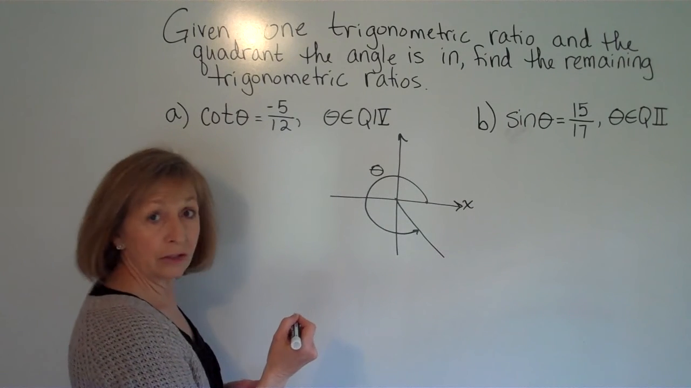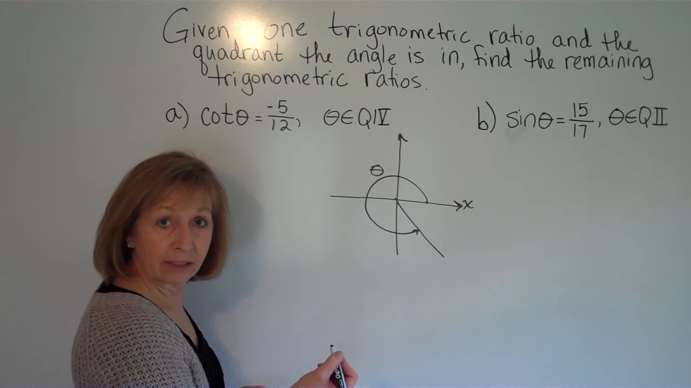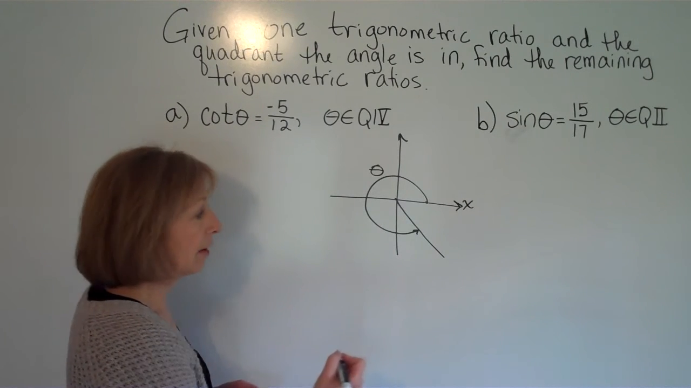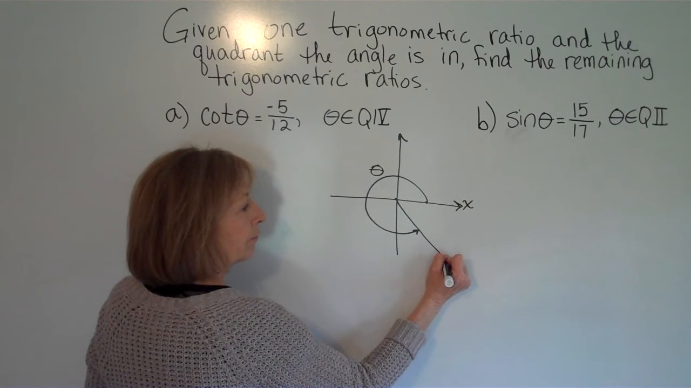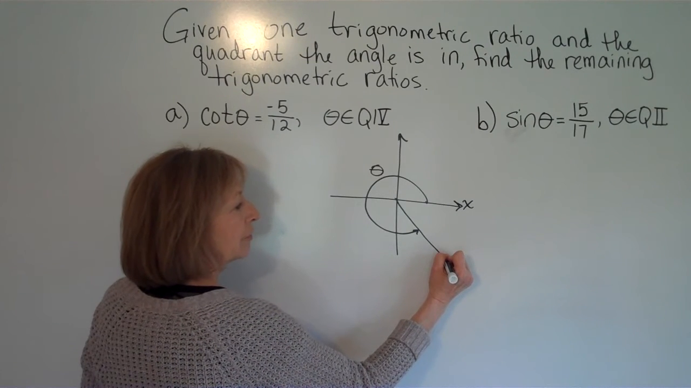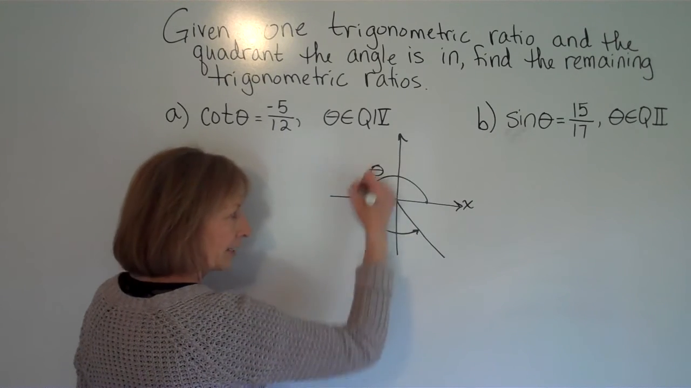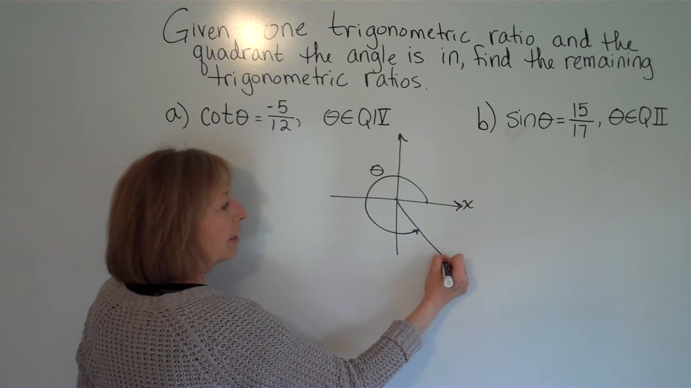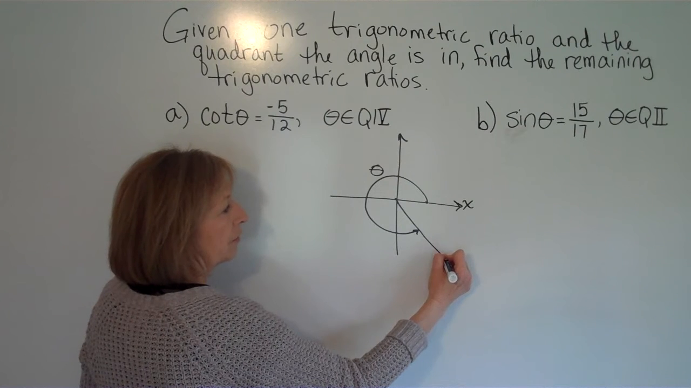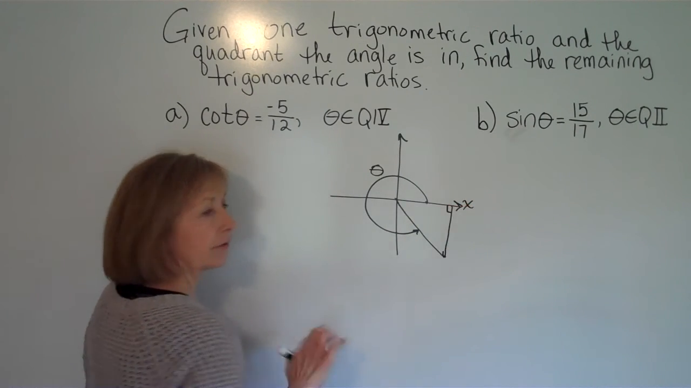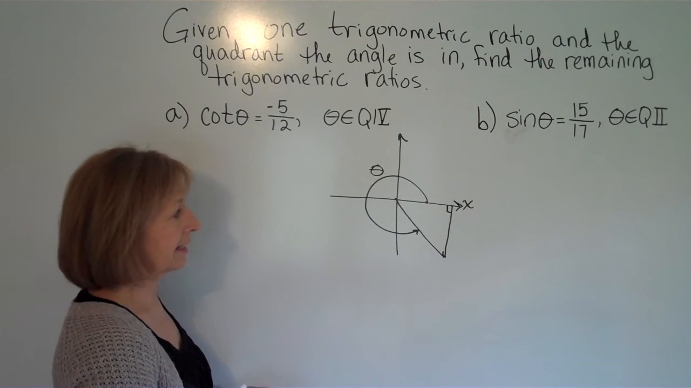Now, when I look at making a triangle out of this to be able to set up and read the trig ratios off of it, you always go from the end of the terminal side of the trig angle in standard position, or a point that you know there, and you go to the nearest x-axis. You never go to the y-axis, always to the x-axis.